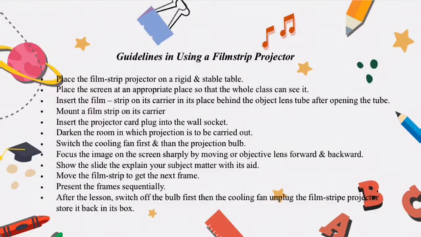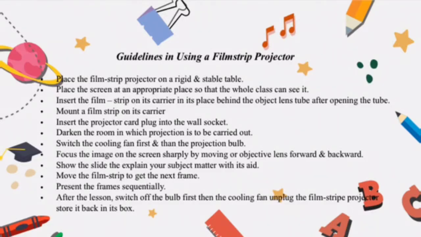Okay, here there are many guidelines in using a Filmstrip projector. First, place the Filmstrip projector on a rigid and stable table. Next, place the screen at an appropriate place so that the whole class can see it. Next, insert the Filmstrip on its carrier in its place behind the objective lens tube after opening the tube. Mount a Filmstrip on its carrier. Insert the projector cord plug into the wall socket.